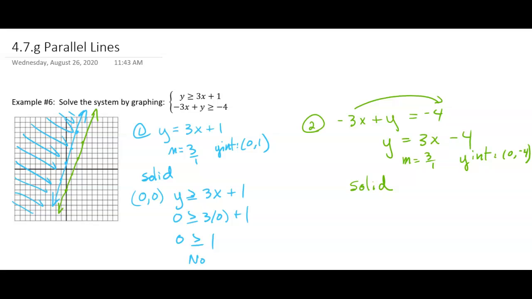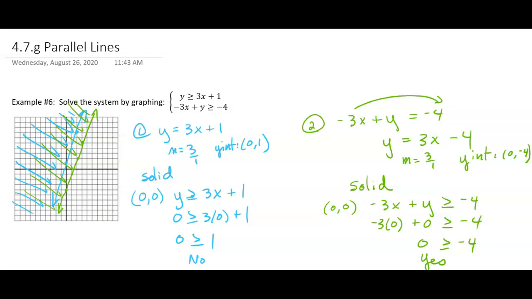Okay. I'm still doing it the same way. Now try to ignore the blue. I'm going to use the origin again, 0, 0. I go to the original inequality, plug in a 0 for x, a 0 for y. I get 0 is greater than or equal to negative 4. That is true. So yes, 0 is greater than or equal to negative 4. So it's going to be this side of the line.